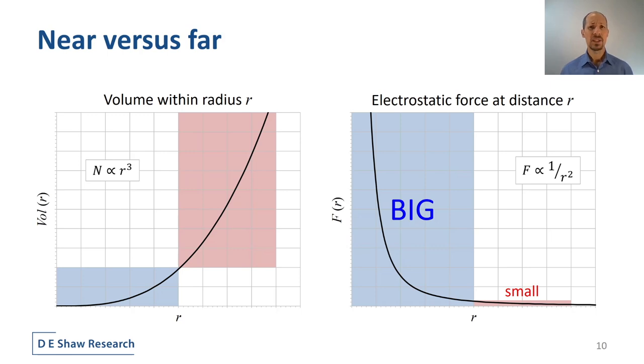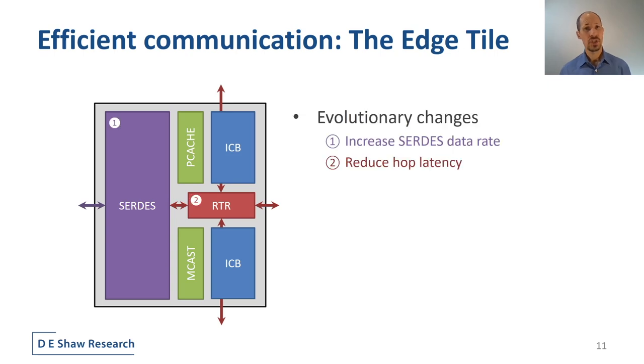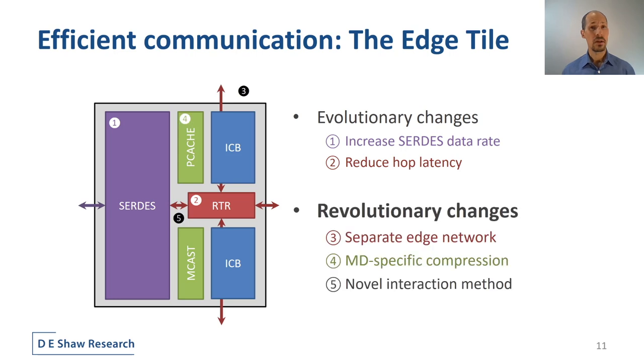Having discussed some highlights of the core tile's computational capabilities, it is now time to discuss how communication has been improved to keep up. Many of the communication optimizations made in Anton 3 are embodied in its other major constituent tile, the edge tile. Again, there are evolutionary changes, such as a more than doubling of the off-chip SerDes data rate, and reductions in inter-node hop latency. However, more significant changes were also made here.